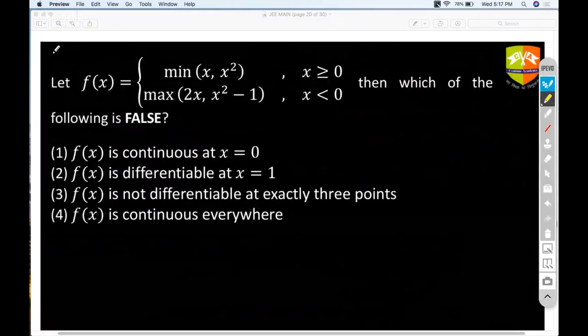Let's take up the next question, which is the 20th question. So there is a function defined like this. Which of the following is false? Again, focus on the question. They're asking you which of them is false.